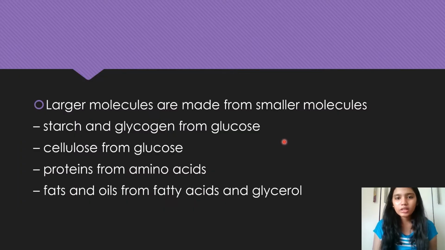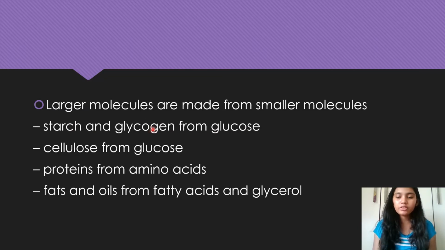Okay, so larger molecules are made from smaller molecules, as we saw before. Large carbohydrates are made from oxygen, hydrogen, and carbon. So these are some examples that you have to know for Cambridge for sure. So starch and glycogen are made from glucose. So starch is what is stored in the leaf after glucose is formed via photosynthesis. So carbon dioxide plus water in the presence of sunlight and chlorophyll gives you glucose and oxygen and energy. So the glucose is converted to starch, which is a compound that is stored in a plant cell. So starch is made from glucose.